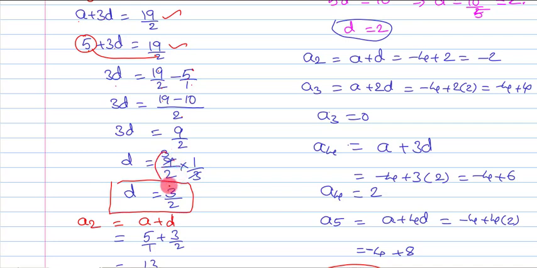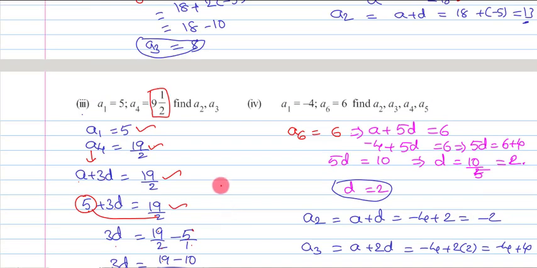From this, d is equal to 9 by 2 into 1 by 3. I transposed this multiplier 3 to the other side of the equation, so it becomes a divisor. So 3 ones are 3, 3 threes are 9. So you get d is equal to 3 by 2.